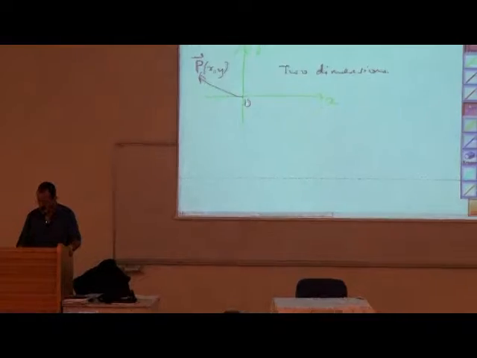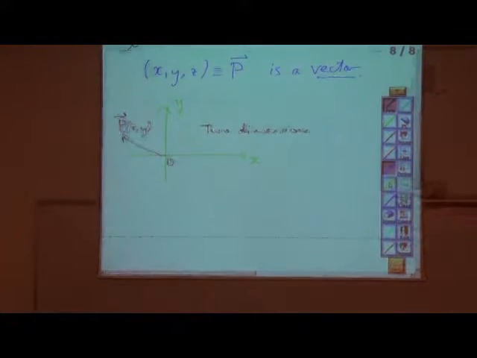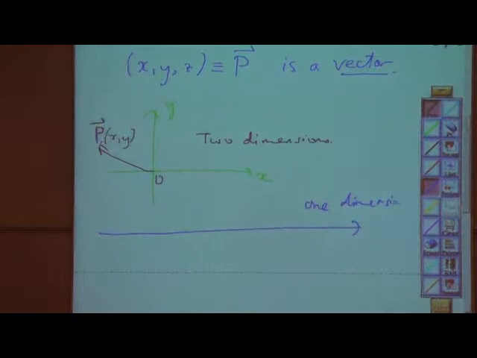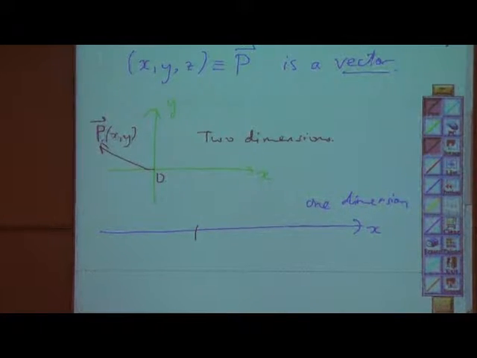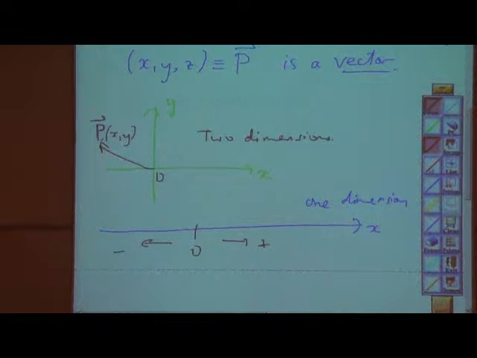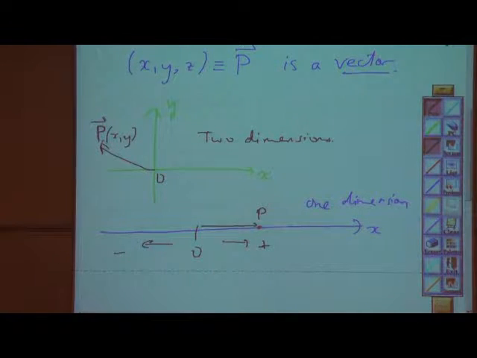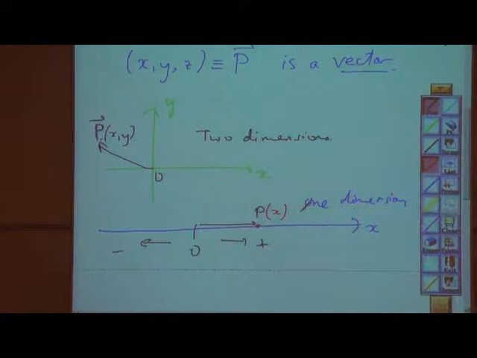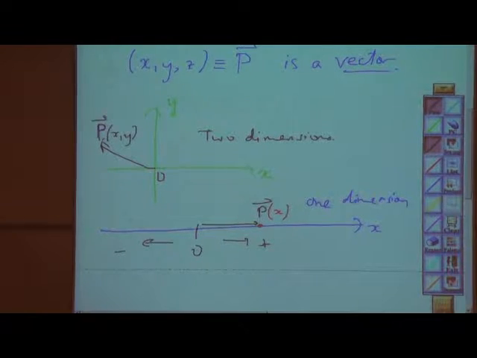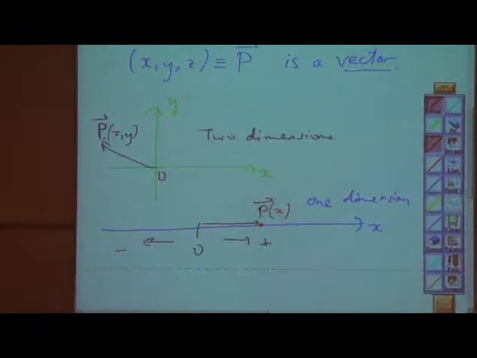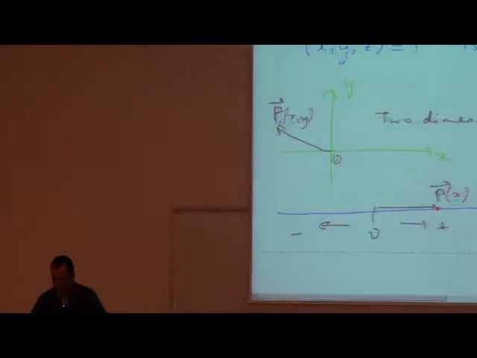Before I go on, let me just finish the one-dimensional case also. Here is plus, here this way is minus, okay? So if I put my point here, P, and the coordinate is just x, this is again a vector. So, it's a vector, alright? Now, since we realize that a vector involves direction, an address how to get there, I can write it in a different way.